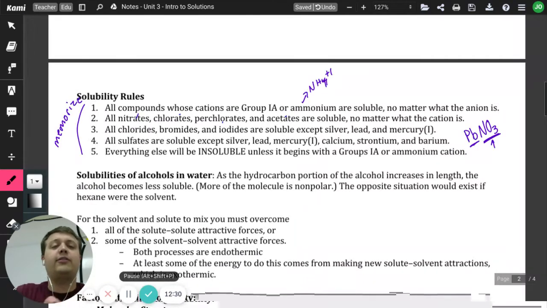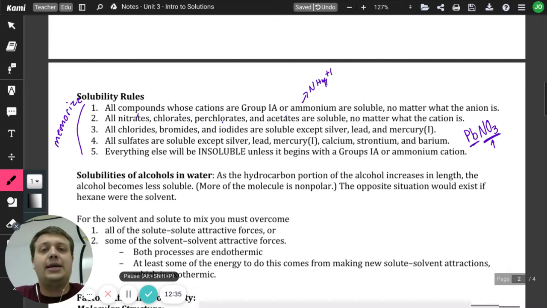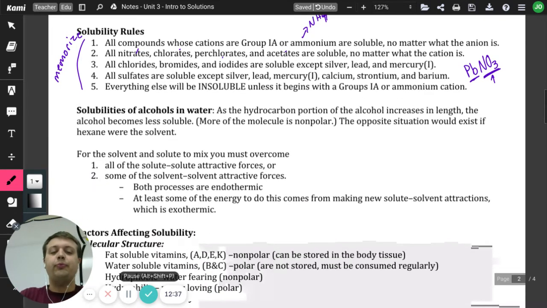You're looking for one of these things from our solubility rules, and if it doesn't fall into one of those things, then it's going to be insoluble. All right, so let's look at some specifics here.